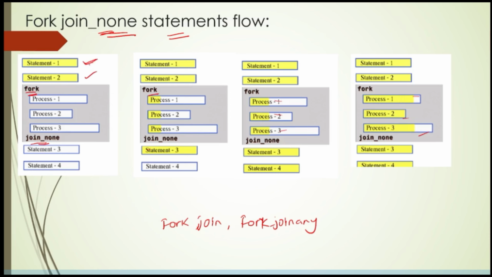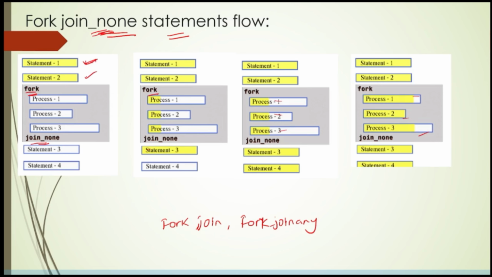If you see here, in the fork join, until all the statements within the fork join are executed, the remaining statements given below the fork join are blocked. And in fork join any, until at least one process is completed within the fork join any, the remaining statements given below are blocked. But in the case of fork join none, both will be executed in parallel.